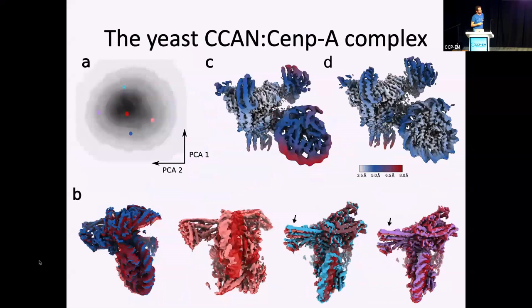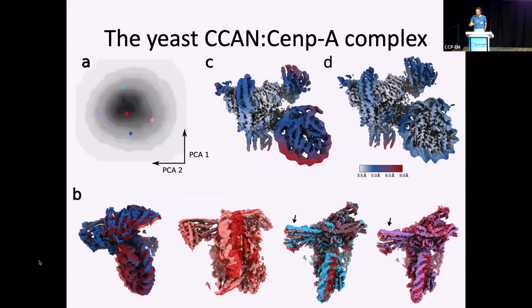Now, some applications. This is a complex from the David Barford lab. It's part of the yeast kinetochore, a CCAN with a CENP-A nucleosome. This is the consensus refinement structure if you don't do anything about heterogeneity in RELION 4. And you can see the nucleosome itself has quite low local resolutions, and here at the edges as well.